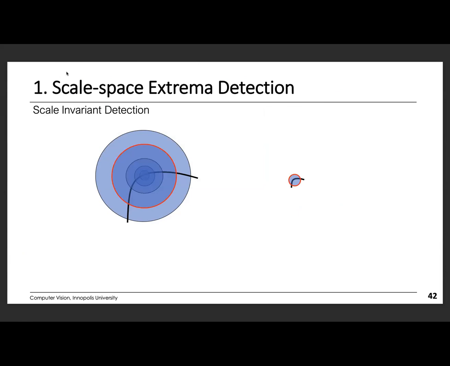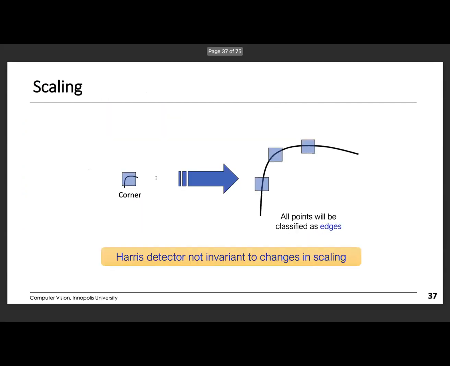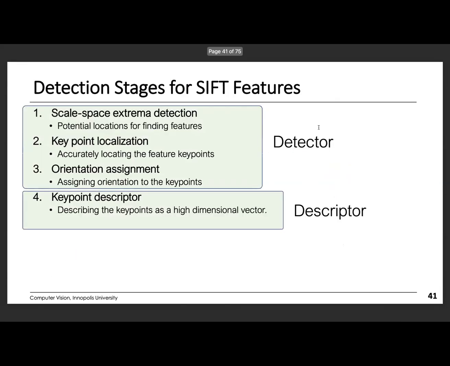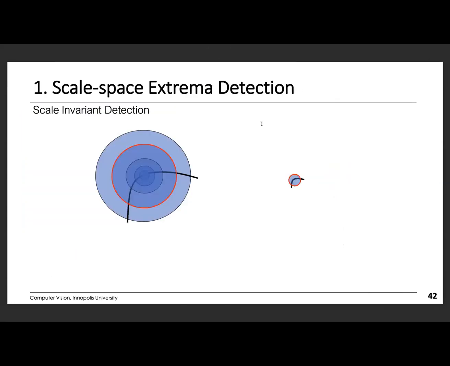So the first problem that we're facing is that some of these corners, if you scale them up too much, you will get an edge. So this is the main issue that SIFT is trying to solve. Scale invariant detection is about finding the appropriate size. So previously, as we said, finding the appropriate window size for each image. So it should be something that we define for each different image.